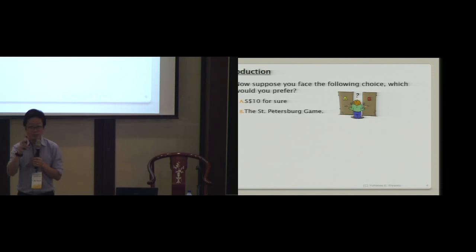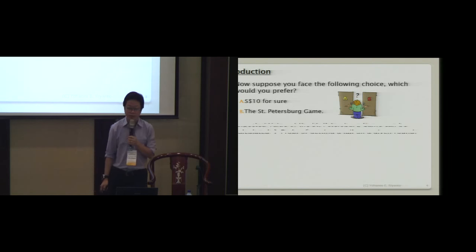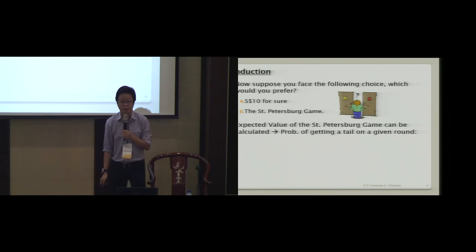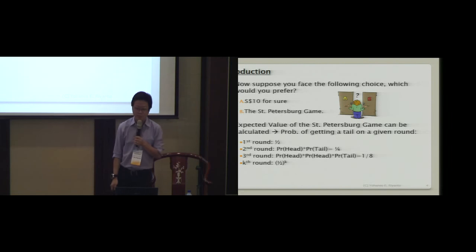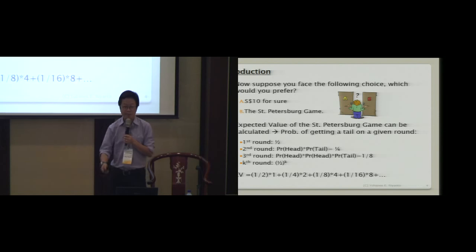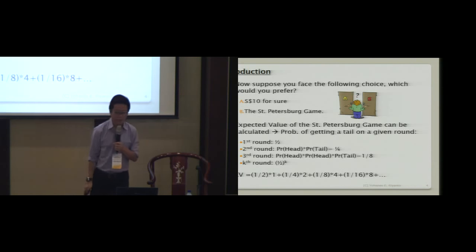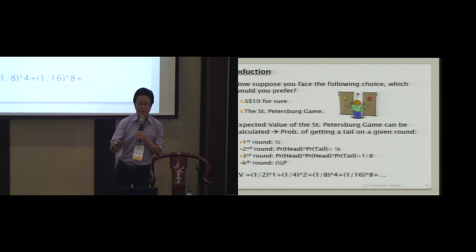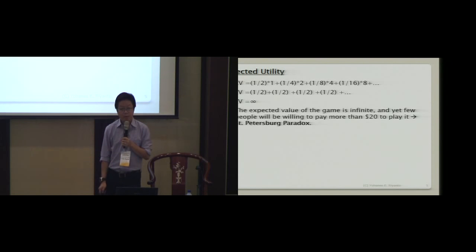Most people would say, give me $10 for sure, I'll get $10. And this is why you cannot use expected value, because if you calculate the expected value of the St. Petersburg paradox, the St. Petersburg game, what do you find out? The expected value is infinite. You have a potentially infinite sequence, with a probability of 1/2 every time that you end up with tail. So that's what happens.